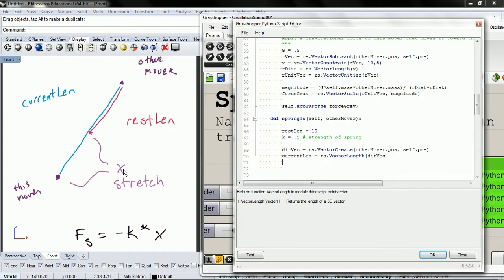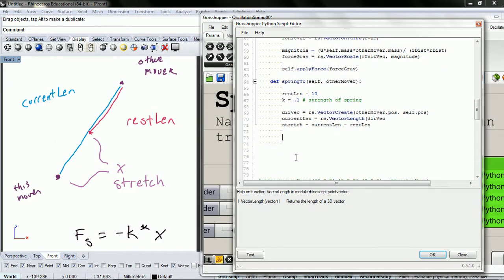And our stretch, our x value, is just the current length subtract rest length. So we have rest length and current length. So stretch, and we're doing this just like Daniel Shiffman did, where x doesn't say much, but stretch gives us more information about what the variable is. So current_length subtract rest_length.